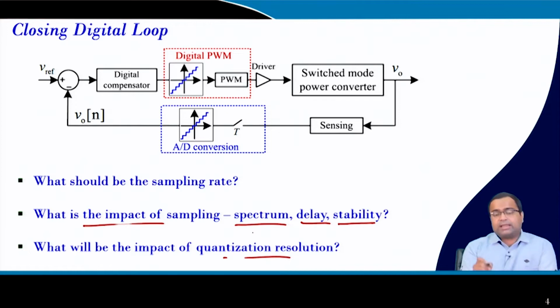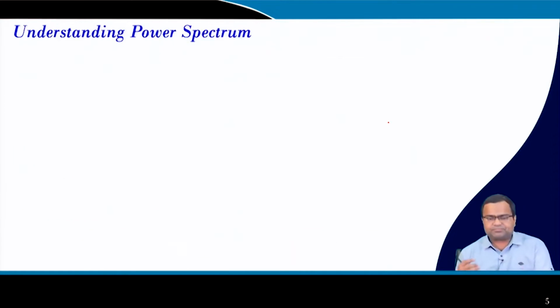And if we take a different sampling rate, then if I take the power spectrum of the actual analog output voltage and the power spectrum of the discretized or digitized voltage, how are they going to be, whether they are going to be the same or they are going to be different.